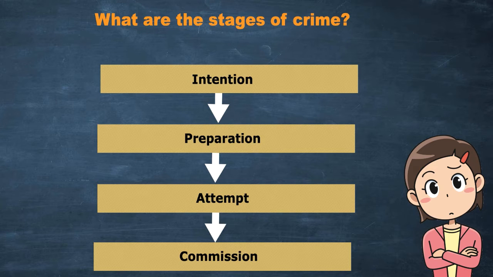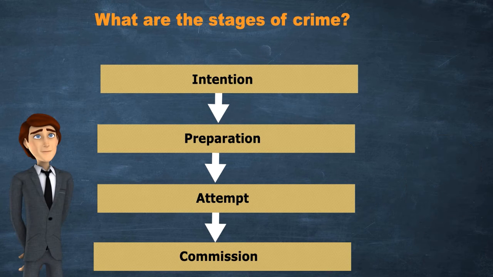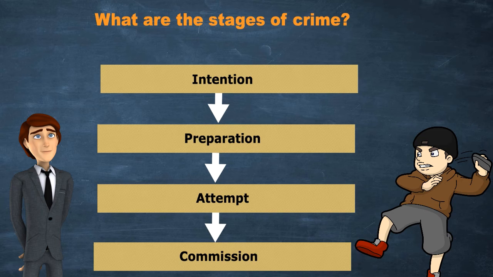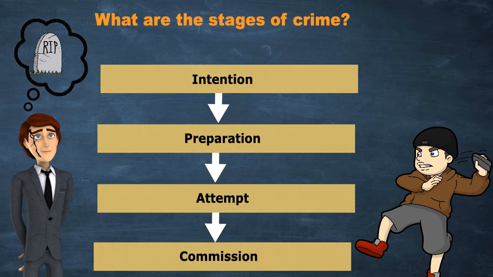For better understanding, let's discuss it with an example. Suppose A fought with B. A was innocent, a very peaceful and calm person, but B unnecessarily beat him. Then A felt insulted because he was beaten publicly, and hence he thought to kill B. So now the intention developed to kill B.